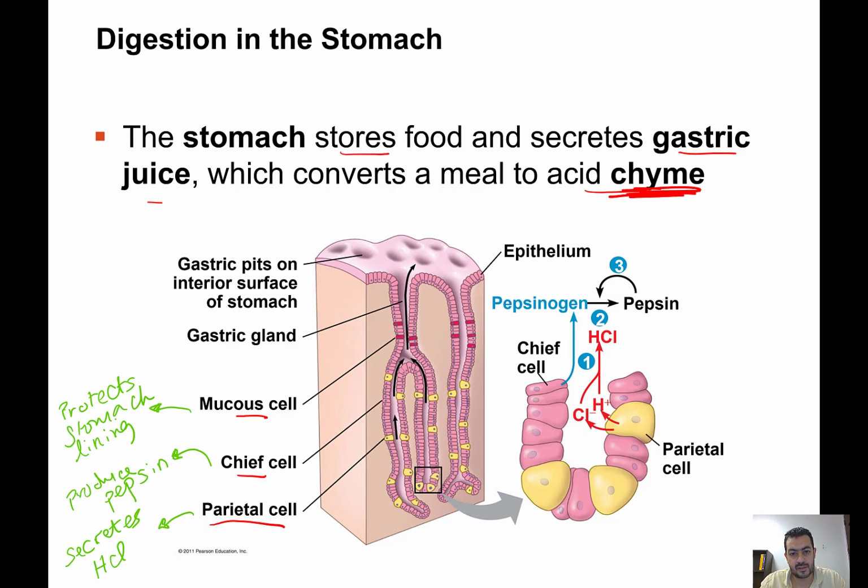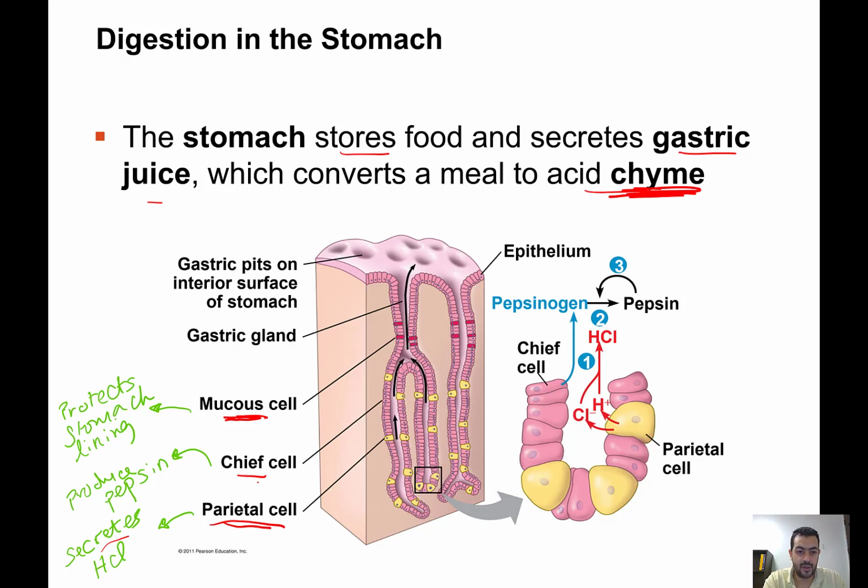So the mucus cells will protect the stomach lining. The chief cells will produce the pepsin enzyme. And number three, the parietal cells are going to secrete the hydrochloric acid, HCl. The HCl is very acidic, so we have to protect the lining of the stomach with mucus. Simply, this is the mechanism through which the acids of the stomach do not digest the cells of the stomach themselves.